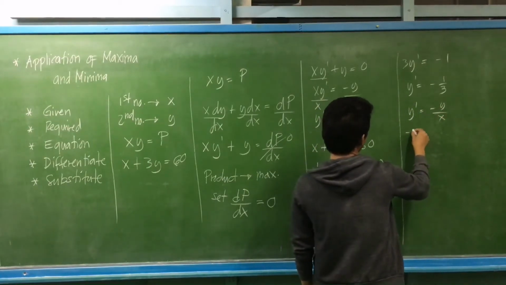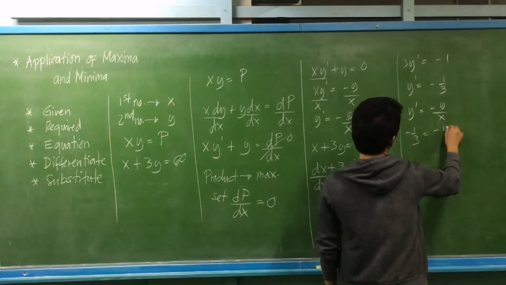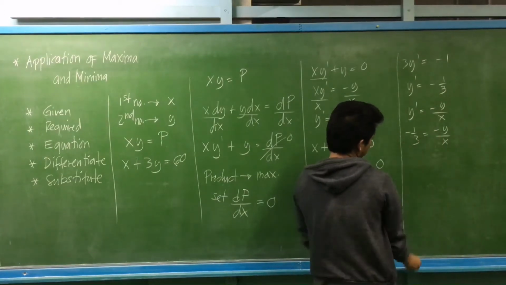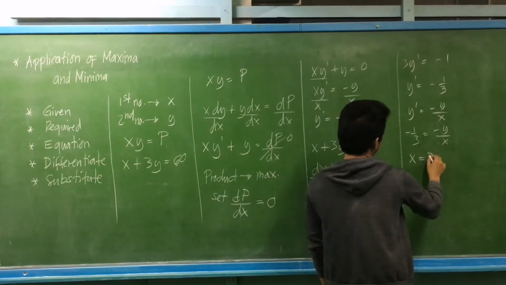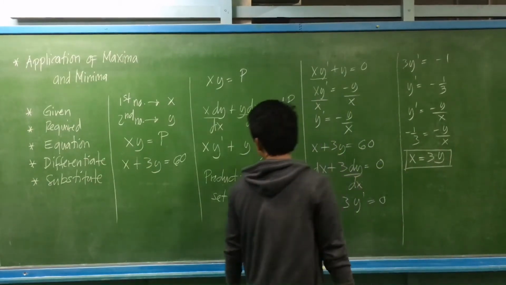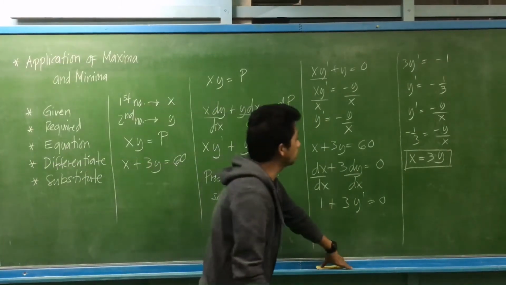The equivalent of y prime, negative 1 over 3, is now equal to negative y over x. We may cancel the negative sign. The equivalent of x by cross multiplication is equal to 3y. So the value of x is equal to 3 times the value of y.